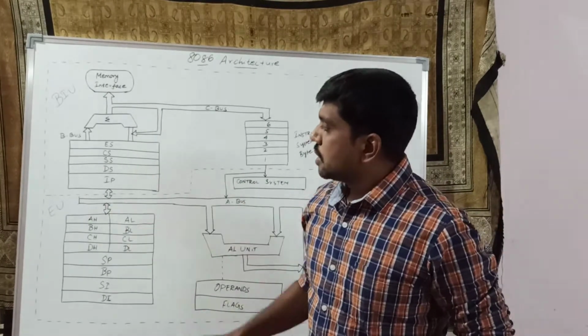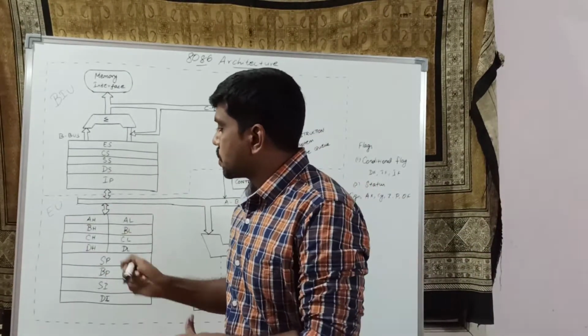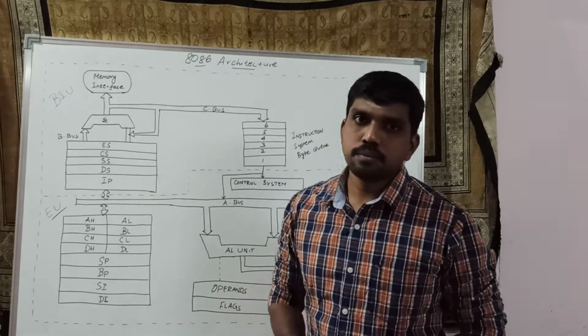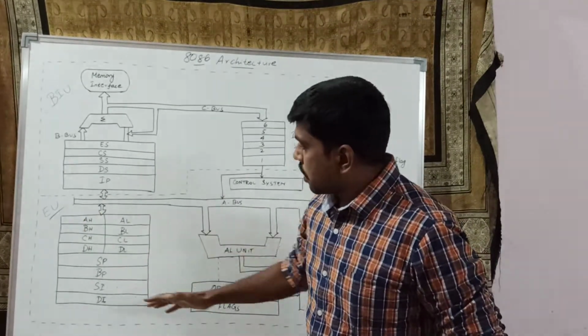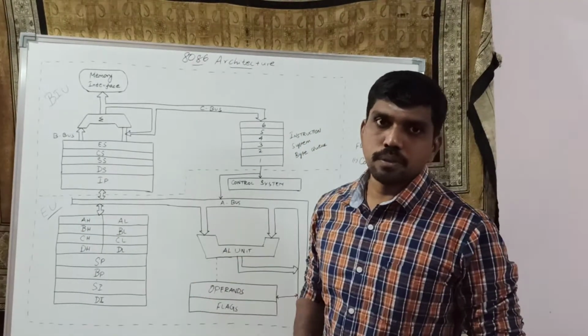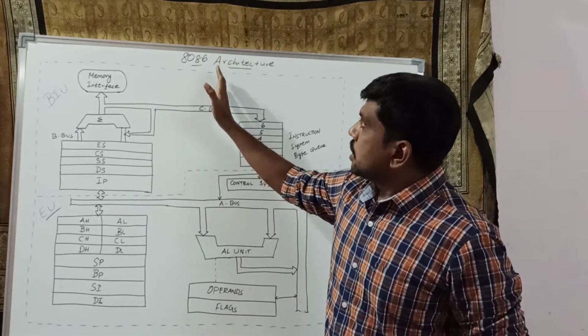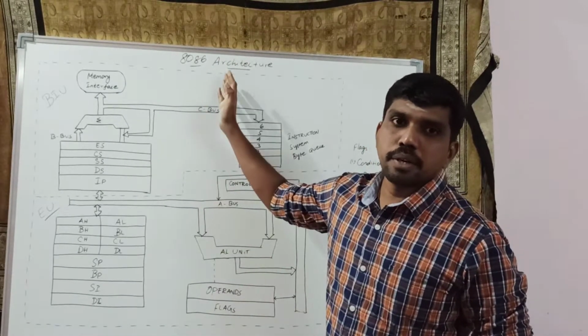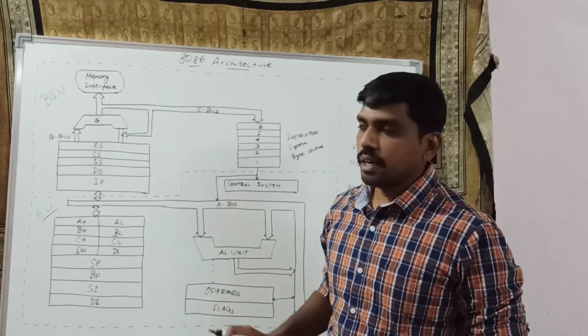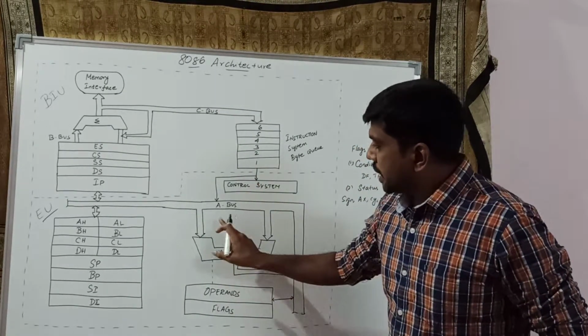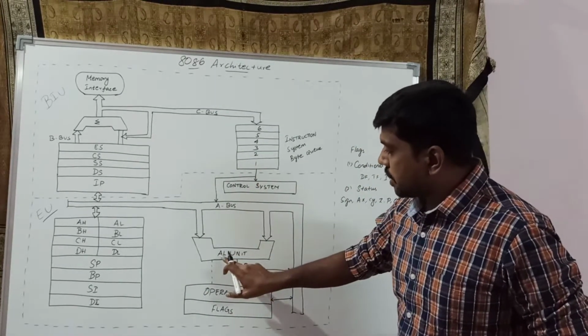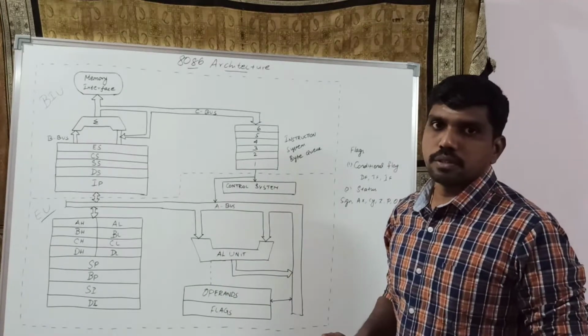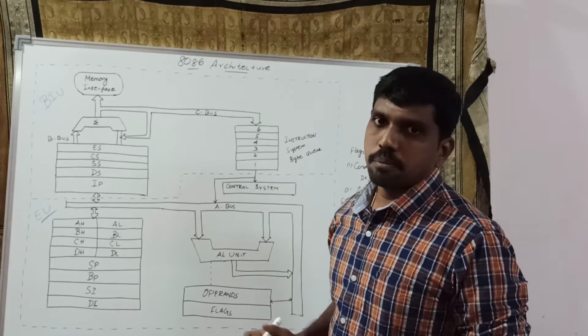The second unit is EU. EU stands for execution unit. Okay. So this particular block is involved in the execution. Suppose the microprocessor is performing an arithmetic function and also a logical function. Okay. These are performed in the ALU unit, arithmetic functions and also logical functions. Okay. So we will discuss one by one.